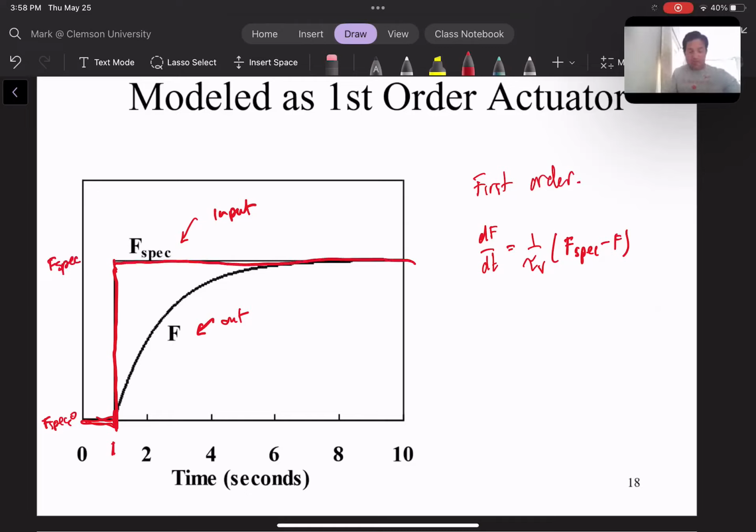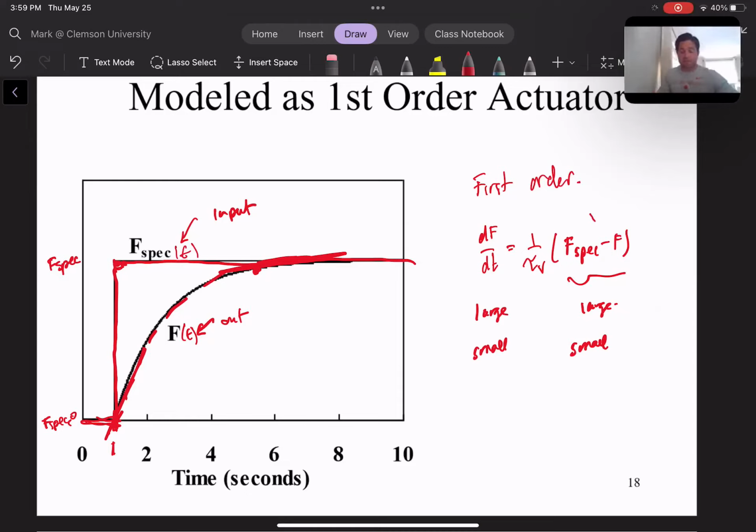So there's a change. Because this is a first order response, immediately when the difference between F specified and F is large, the rate of change is large. When this is small, the rate of change is going to be small. As we approach the value, this change is going to be small. So a first order process is always going to look just like this: a steep start, and it asymptotically approaches the new value. This is F plotted as a function of time, and this is F specified, our input, as a function of time, which is just a step function.